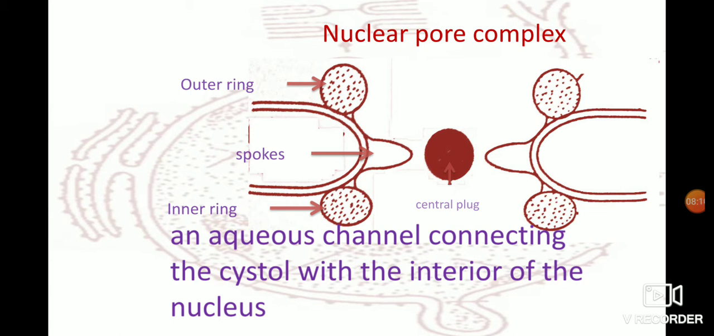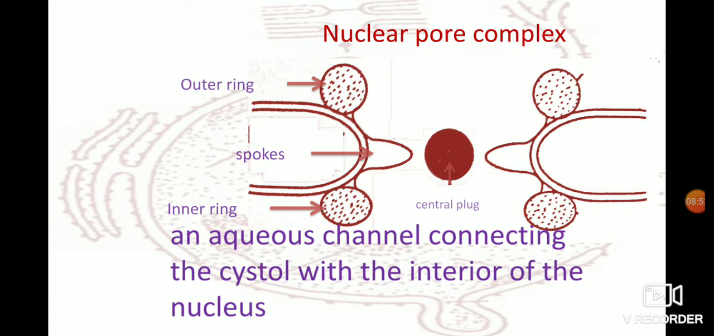Nuclear pore complexes are active, that is, they require energy for their function. All proteins synthesized in the cytoplasm and those needed by the nucleus must be imported into the nucleoplasm through the nuclear pore complex. These substances, like histones, ribosomal proteins, transcription factors and splicing factors, are all imported into the nucleoplasm through the nuclear pore complexes.